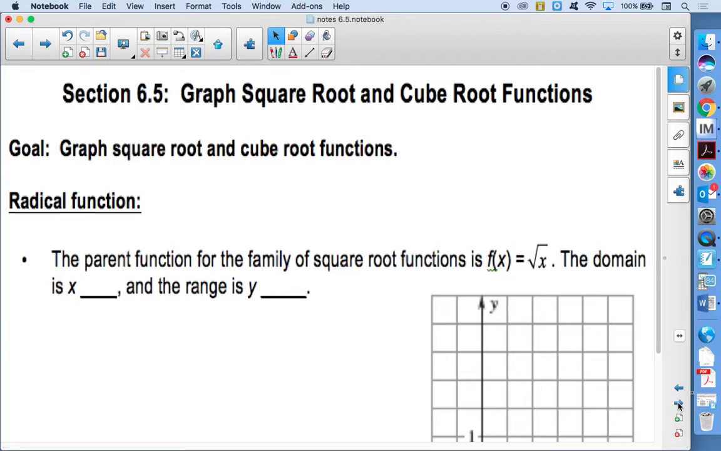All right, so in your notes packet, we are graphing today. So if you can turn to section 6.5, please.